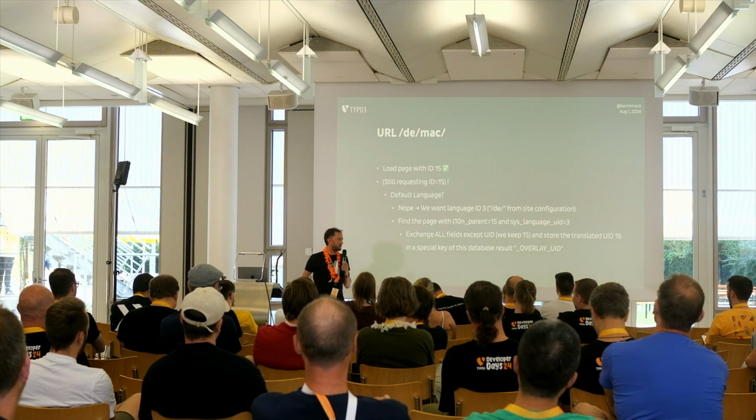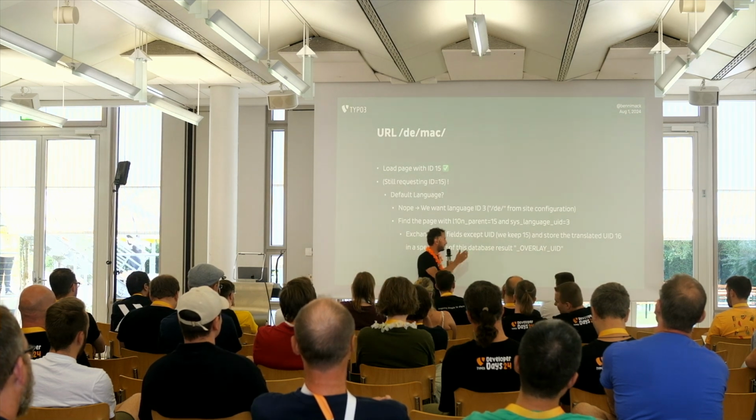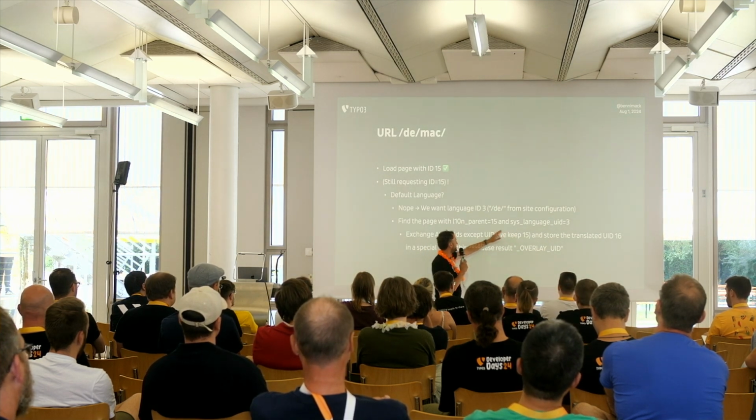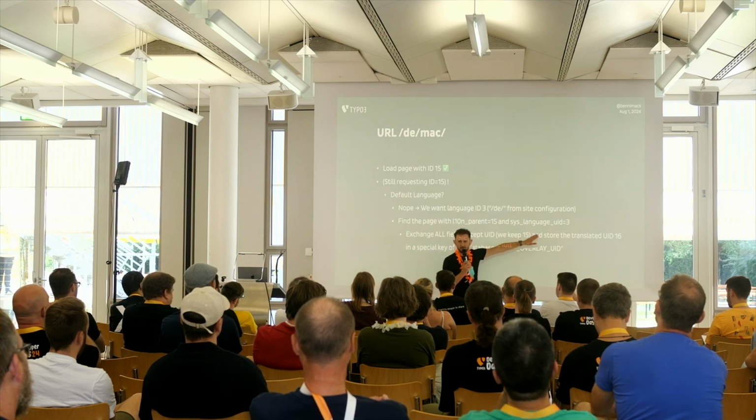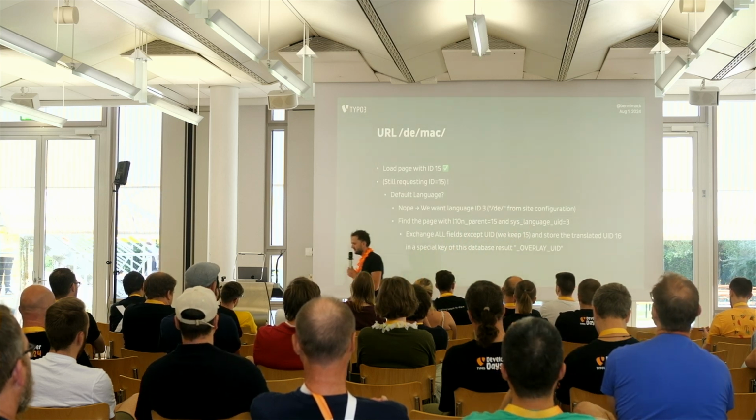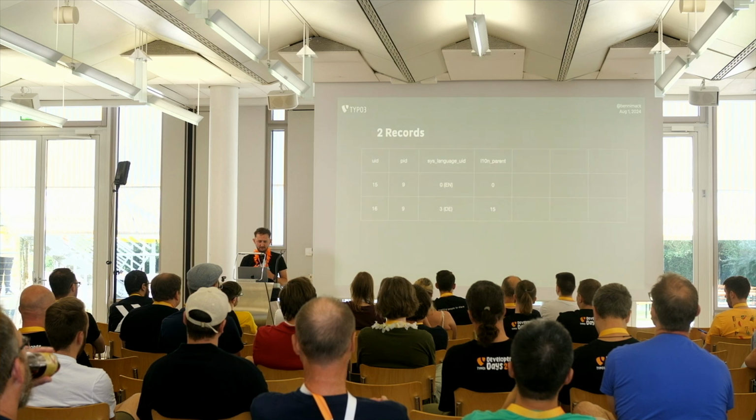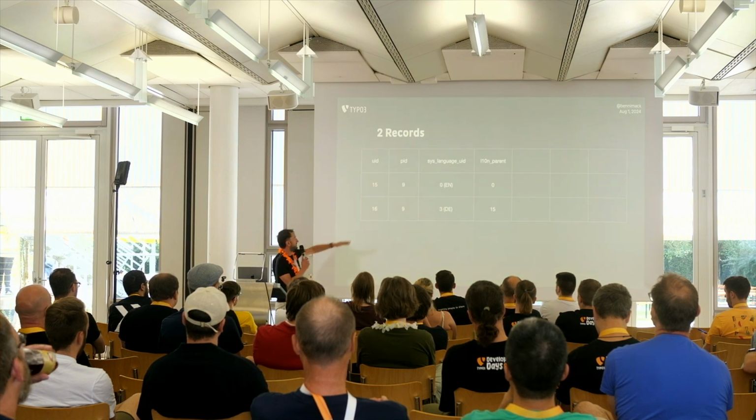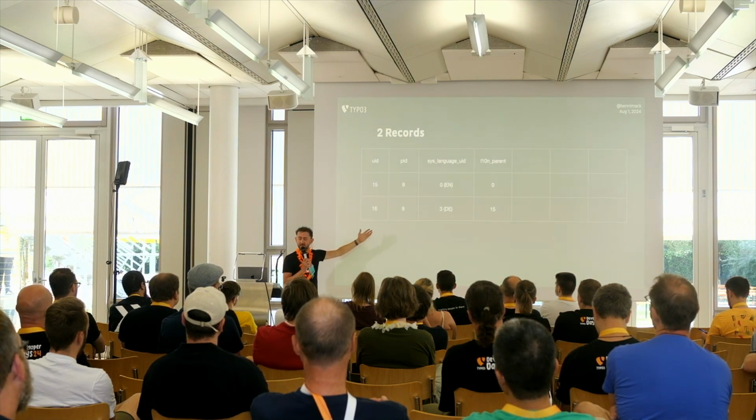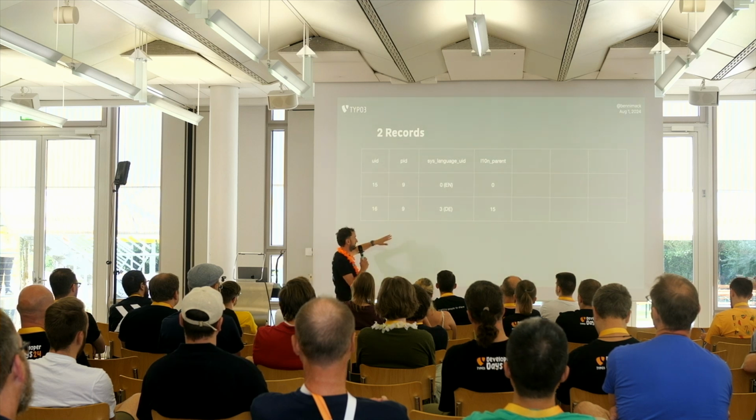So we have a number, so we can go up as much as we want. And that's why we need to check not just for the L10N parent, but also for the language UID 3. Because my simple example before, of course, can have multiple UIDs, but I don't want to confuse you with more stuff. We just work with English and German.